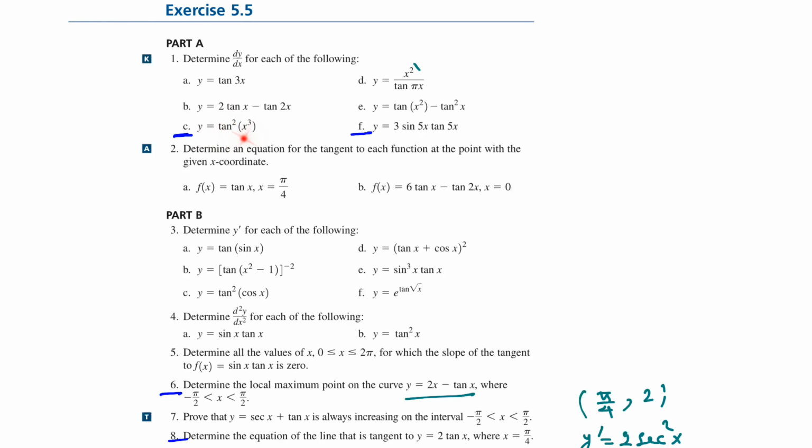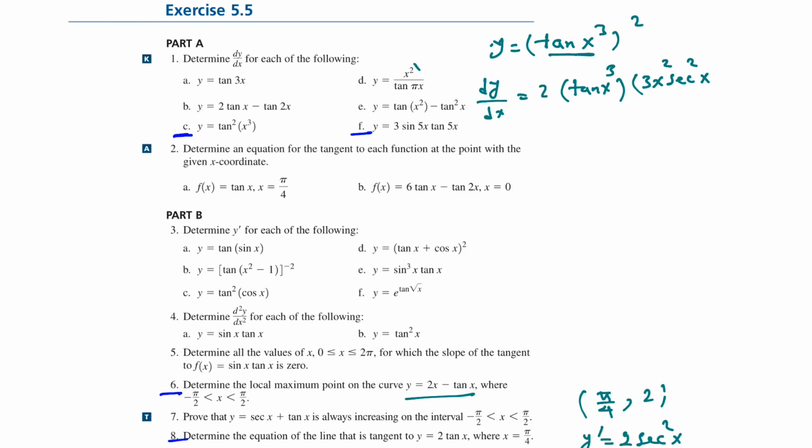Part C, y equals tan squared of x^3. y can be written as tan of x^3 to the power of 2, and its derivative is 2 times tan of x^3, times the derivative of the inside bracket. The derivative of tan of x^3 is 3x^2 secant squared of x^3.